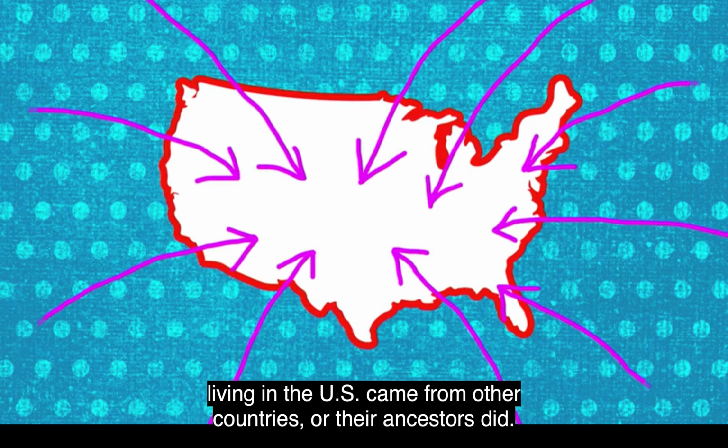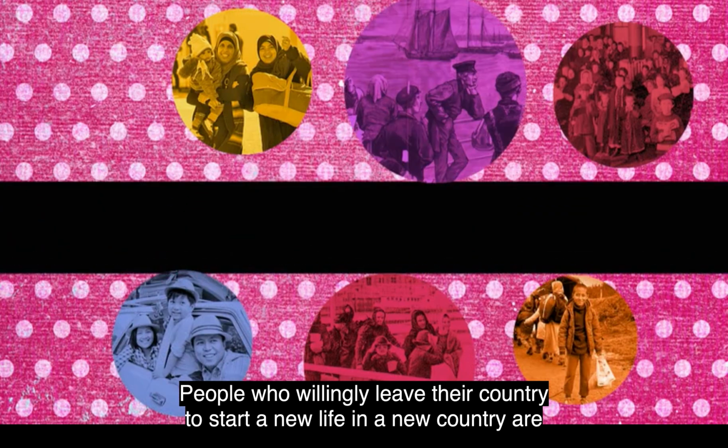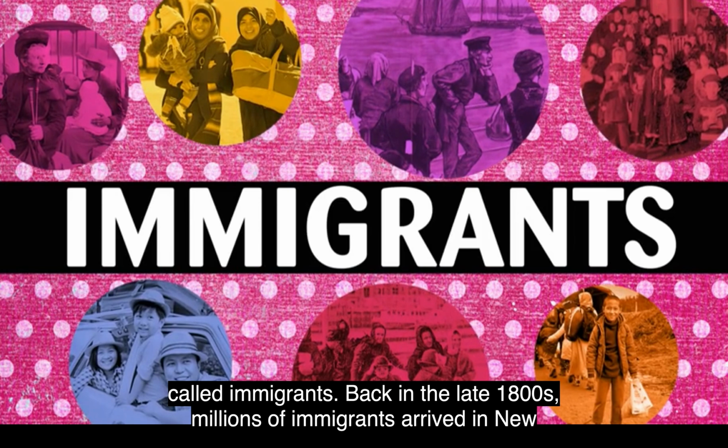Aside from American Indians and people brought here against their will, like enslaved Africans, most people living in the U.S. came from other countries, or their ancestors did. People who willingly leave their country to start a new life in a new country are called immigrants.